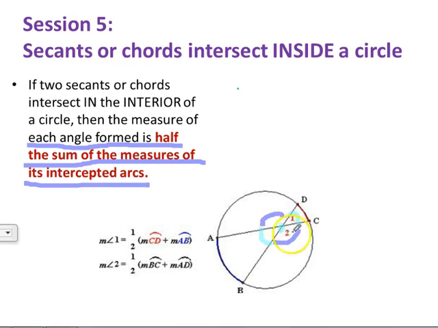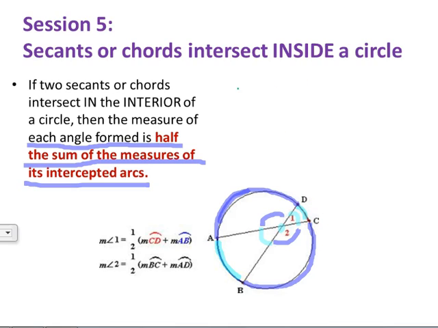So what we're going to do to find these two angle measurements right here is we are going to add the measurement of this arc plus the measurement of this arc and divide the total by 2. To find the measurement of our other two angles, we would do the same thing with those intercepted arcs. We would add the two arc measurements together and then divide it by 2.